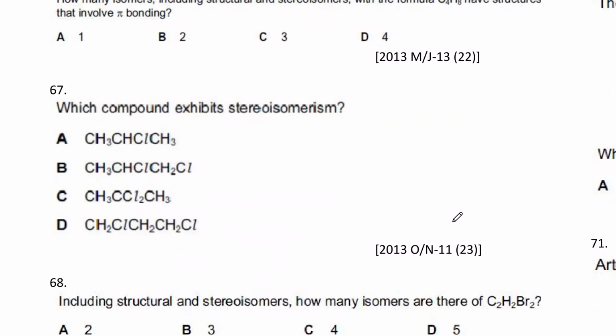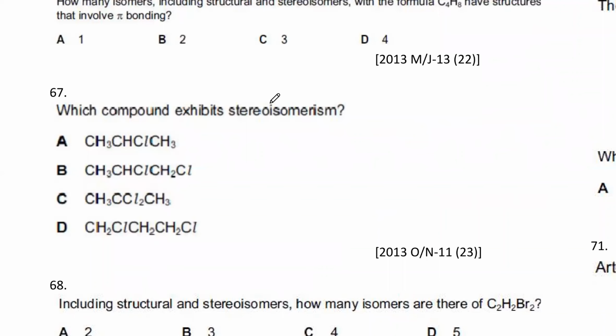Involving pi bonding, which compound exhibits stereoisomerism? I think it's the first one. Let me draw this again. It's CH3, then C with an H and Cl, and then another C with three H's. So this is not going to form optical isomers. Is that clear? Yes, sir.